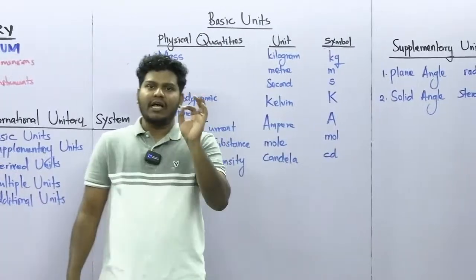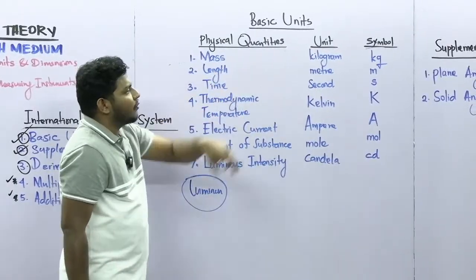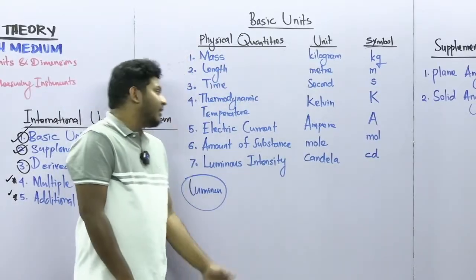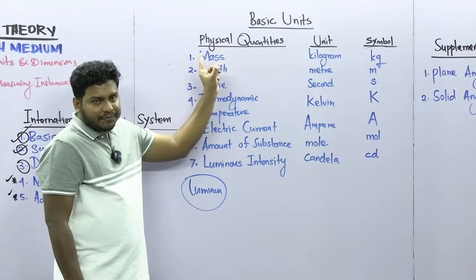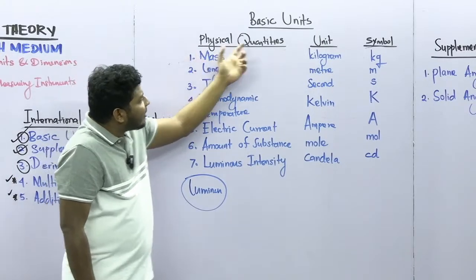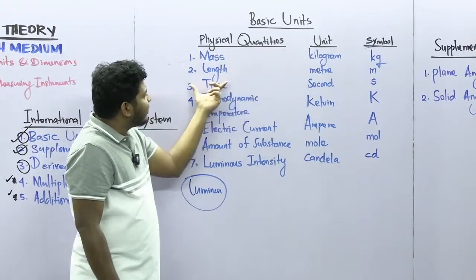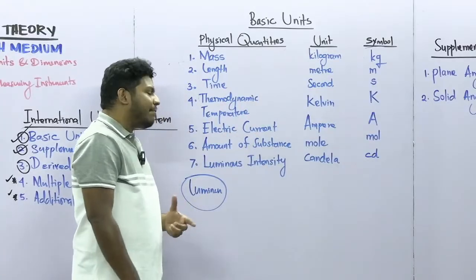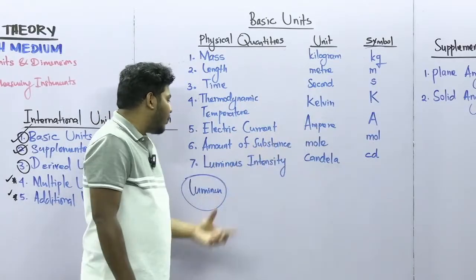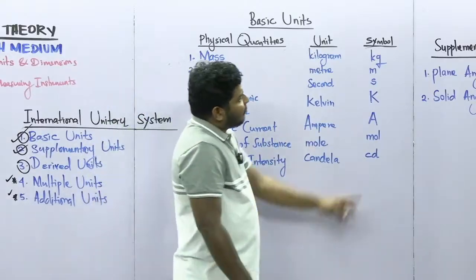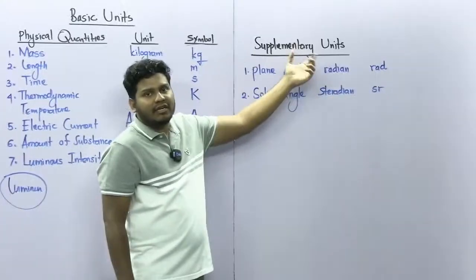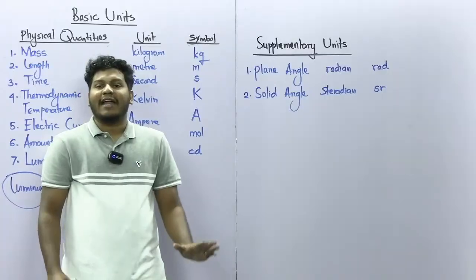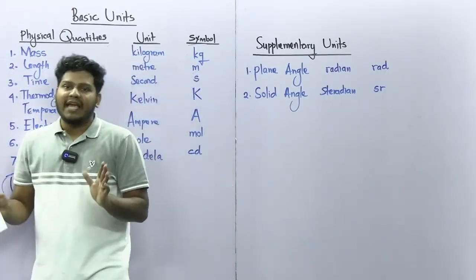Okay. You should remember all of these 7 and 2 units. These are basic units. Those are supplementary units. Let's recap: mass kilogram, length meter, time second, thermodynamic temperature Kelvin, electric current ampere, amount of substance mole, luminous intensity candela. For the supplementary units, plane angle, the unit is radian, and the solid angle, it is steradian. Okay, right. So, guys, these are the basic and the supplementary units.